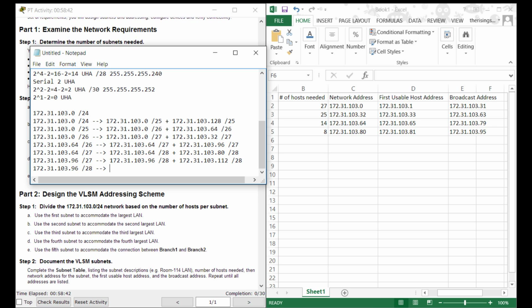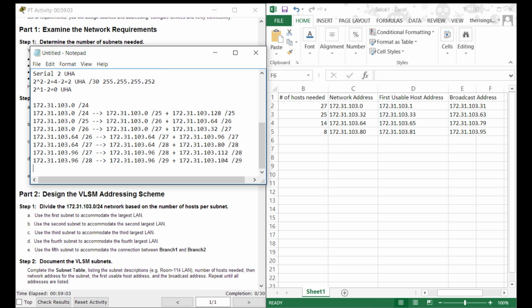172.31.103.96/28 becomes 2 /29s. 96/29 plus 112 minus 96, 16, 8, 104/29. And finally, subnetting is now complete. Just have to write this one out.